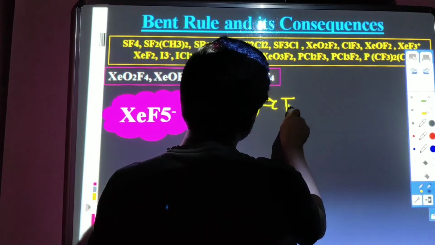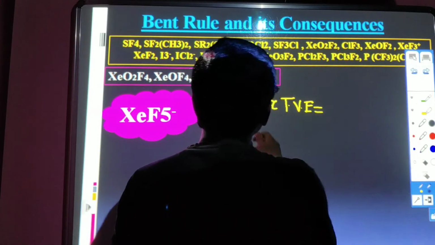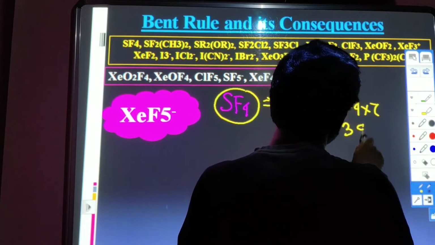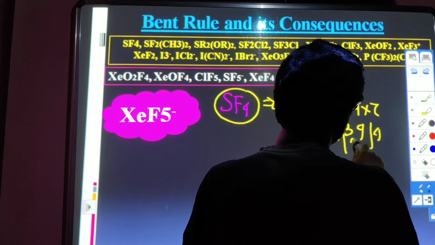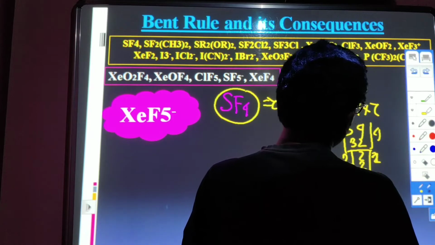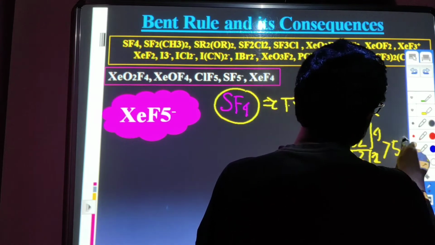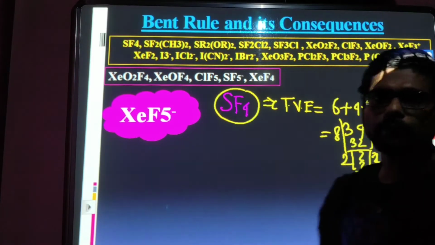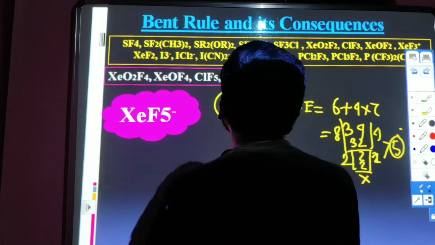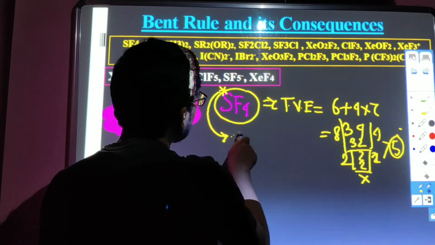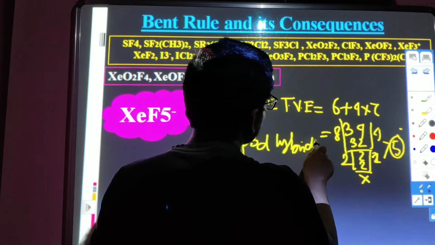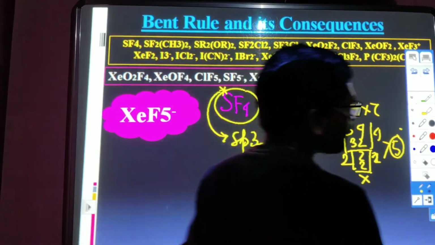In case of SF4, the total valence electrons, if you count, will be 6 plus 4 multiplied by 7, that is 34. 8 2s are 32, 1 2 is 2, so the steric number is 5. Steric number is 5 for SF4. It means that sulfur is sp3d hybridized.